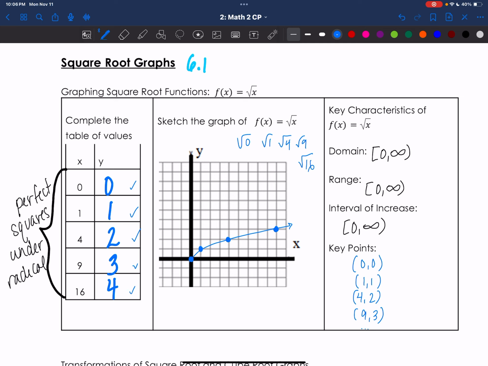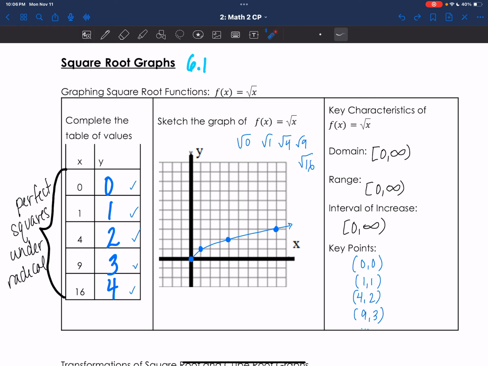All I did was plot all of those points on the graph for you. So you can see those points, and then I connected them. When you connect them, it is a curve, it's not a straight line. So here are some important things to note about this.